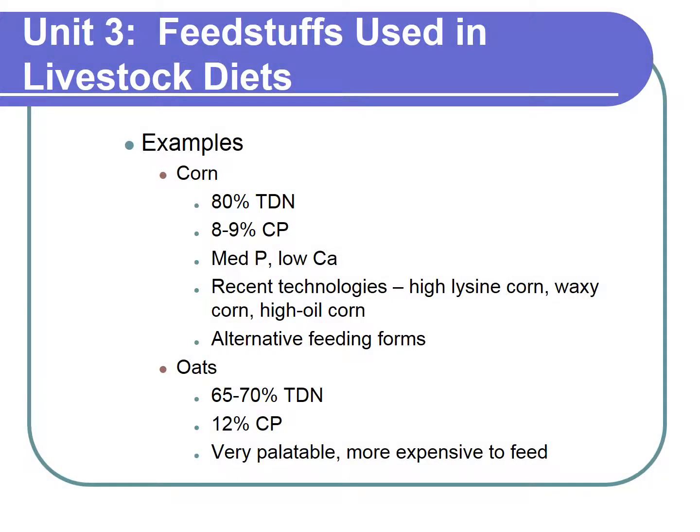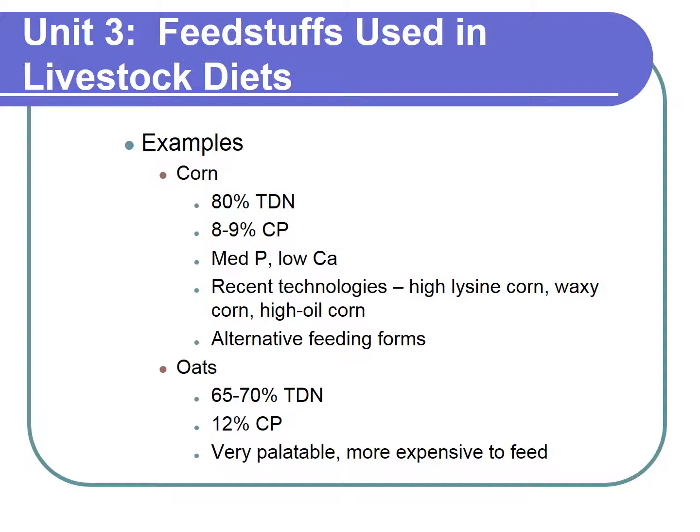So here are some examples. We're going to start showing you some examples of different feeds, and I want you to take note, maybe highlight as you go along, what some of these nutrient profiles look like. We've already referred to corn a few times, but corn has about 80% TDN, or total digestible nutrients, as we talked about in the last section.